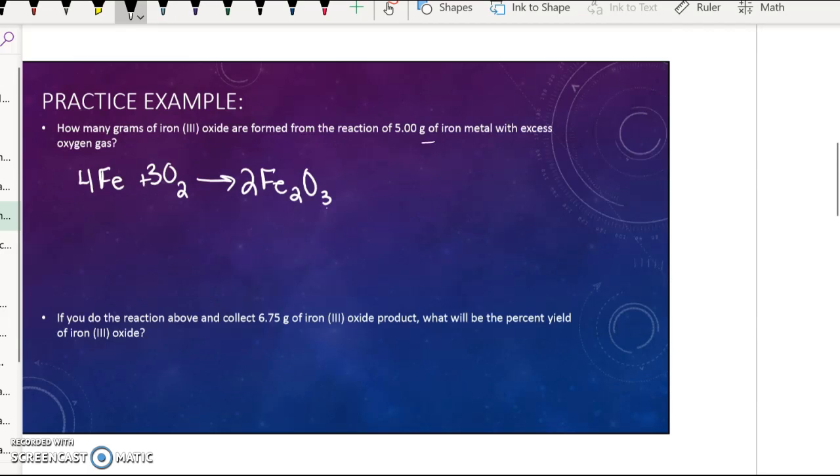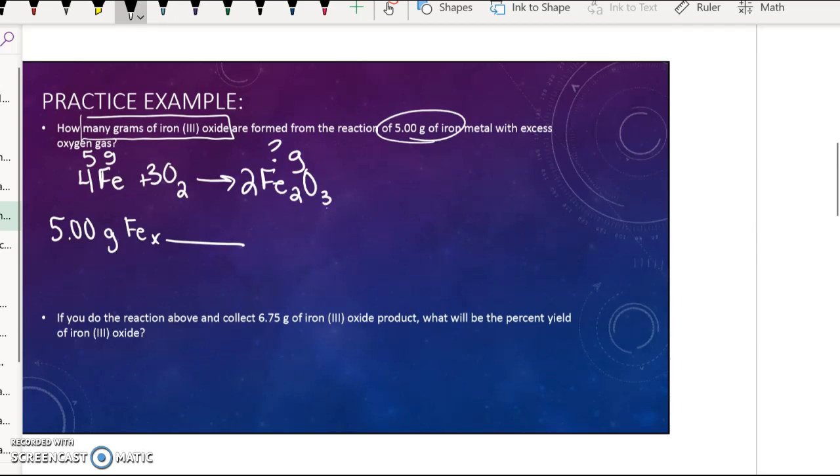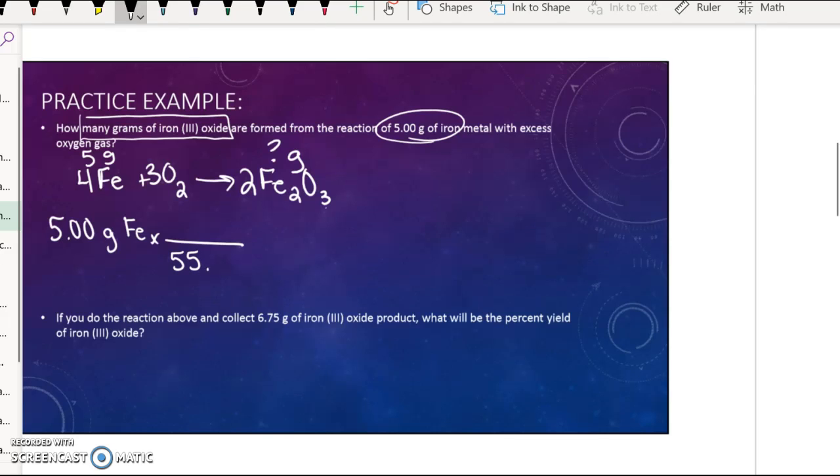Alright, so now we're just going to do a stoichiometry setup. We're given 5 grams of iron and we are trying to get to grams of iron oxide. So we're trying to get grams of this and we're given 5 grams of that one. So we'll start off with 5 grams of Fe. Remember, our first step is the molar mass. So we look up the molar mass of Fe. The molar mass of Fe is 55.9 grams, and that's per 1 mole of Fe.